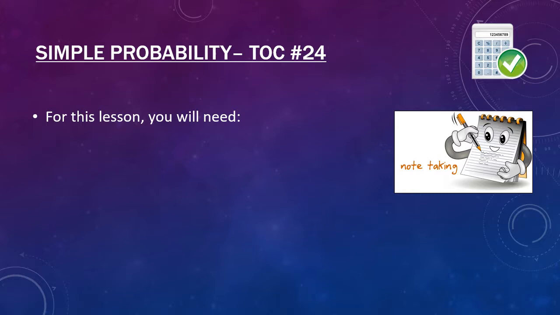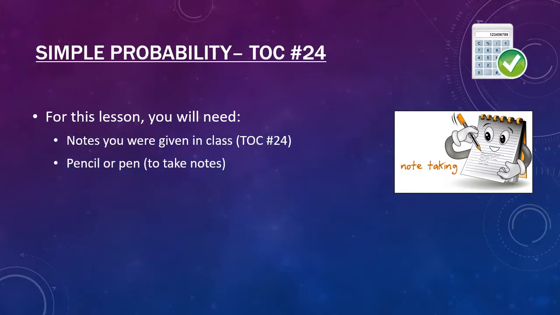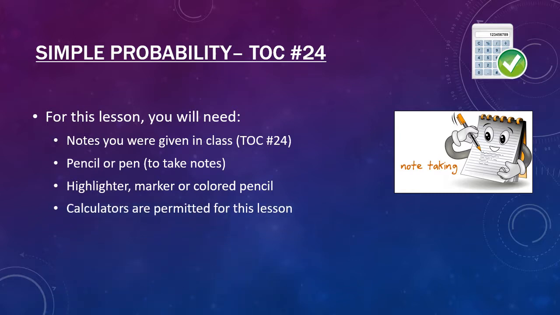So for today's lesson, you will need your TOC, number 24. You will also need a pen or pencil to take notes. You might want to have a highlighter or marker or colored pencil handy just to be able to highlight some keywords or identify the parts of the word problems. And you will be allowed to use a calculator for this whole entire unit.